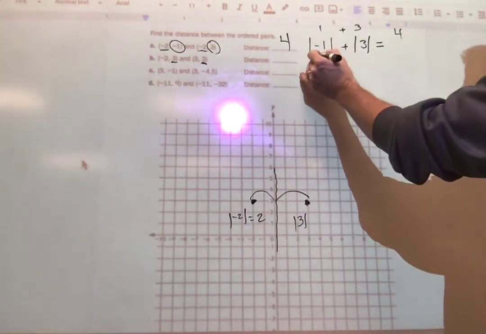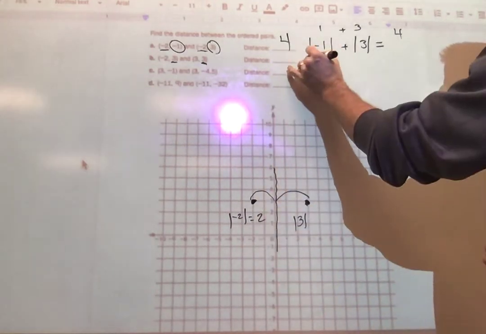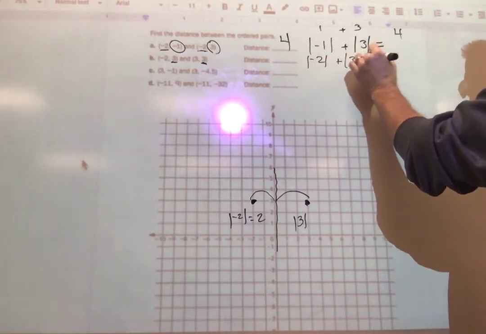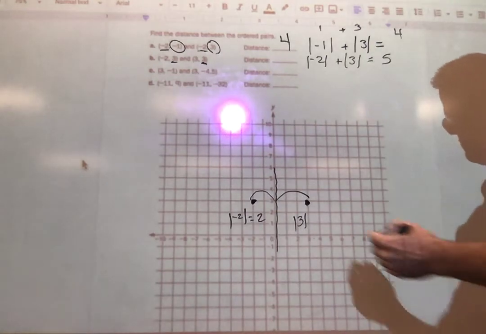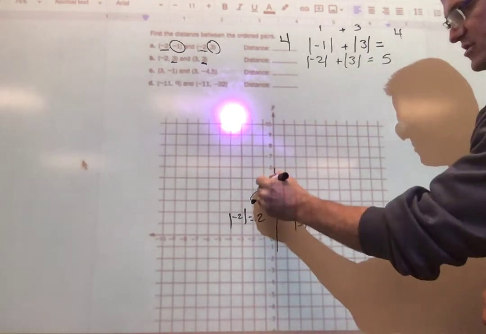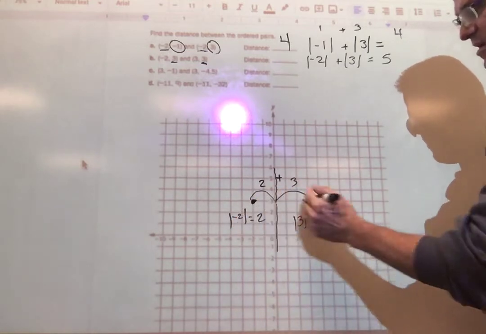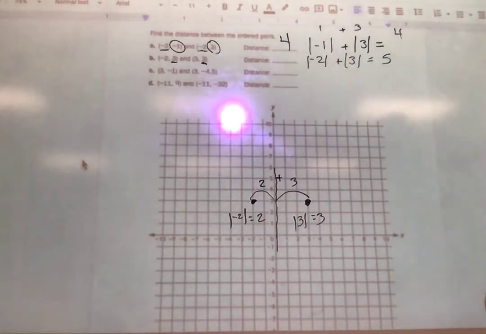So my expression would be the absolute value of -2 plus the absolute value of 3 equals 5. Okay, because all it is this 2 plus this 3. And I combine those, they're 5 apart. All right, so I can do it with absolute value.